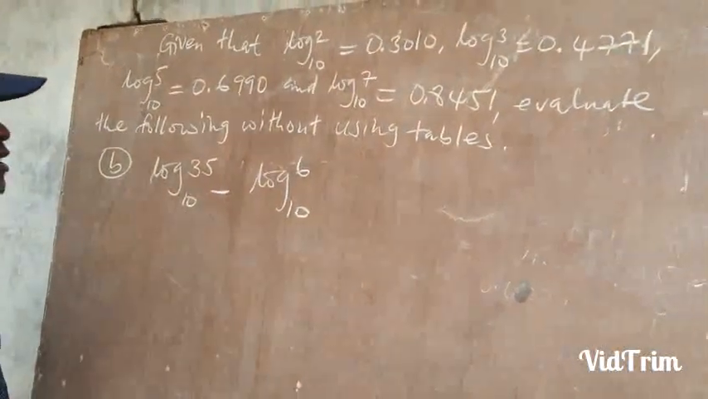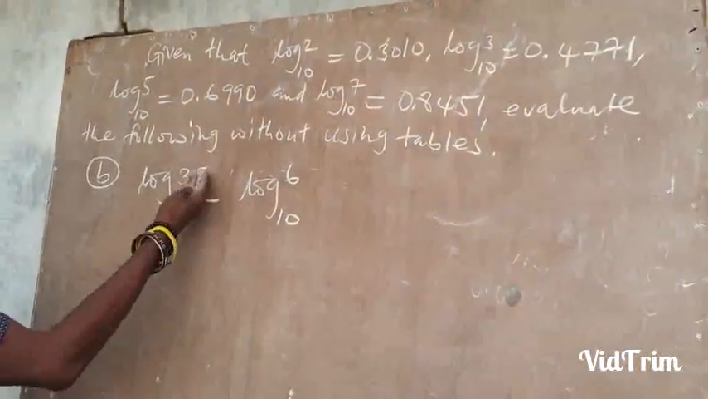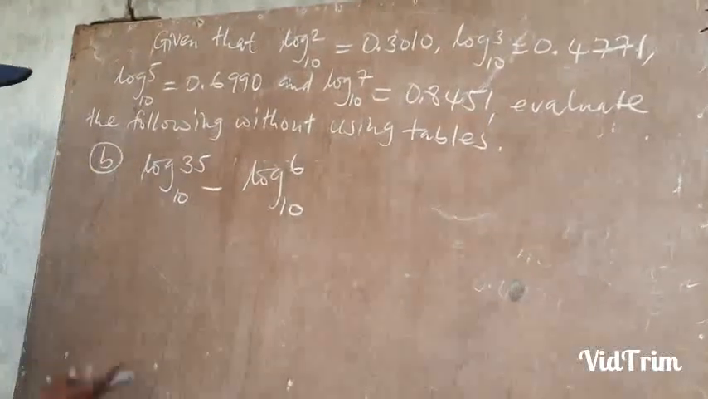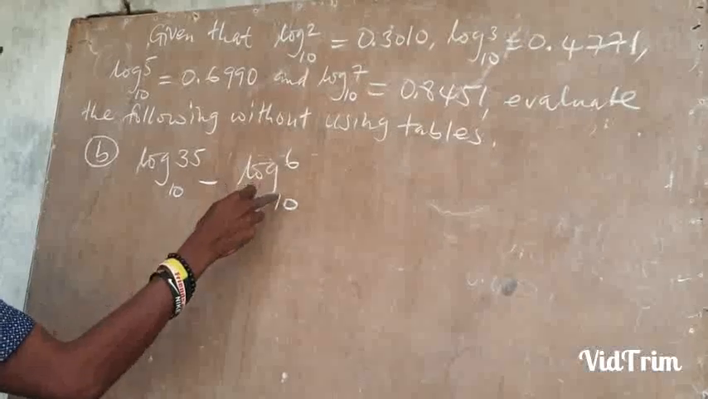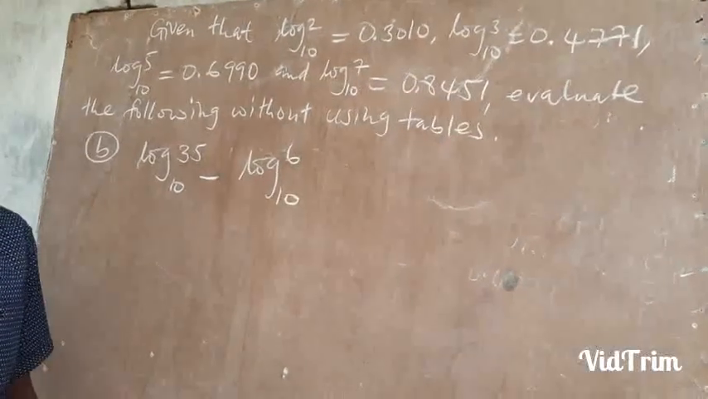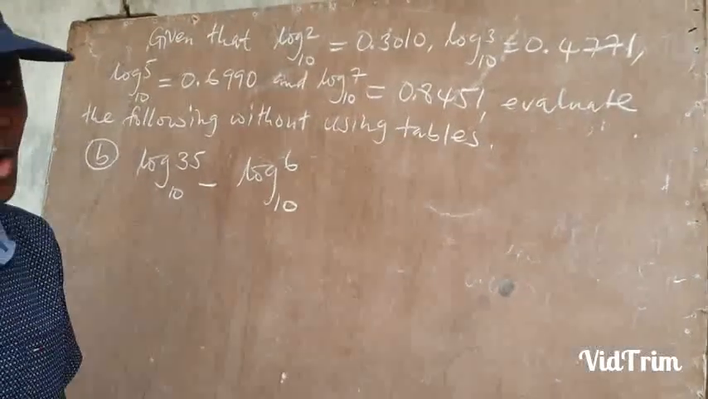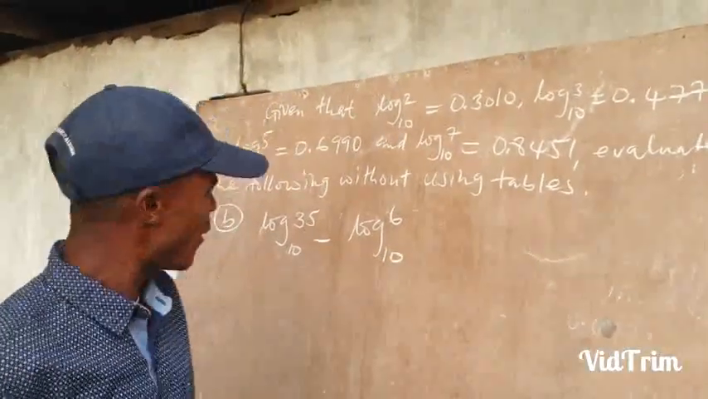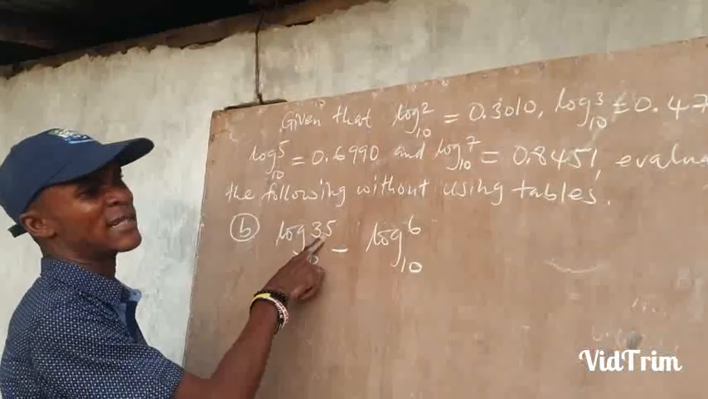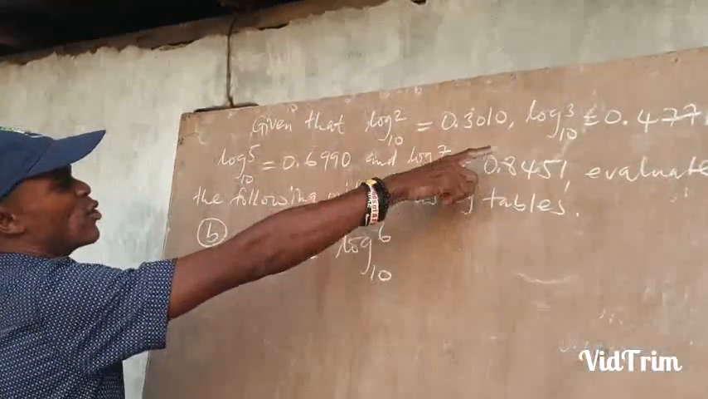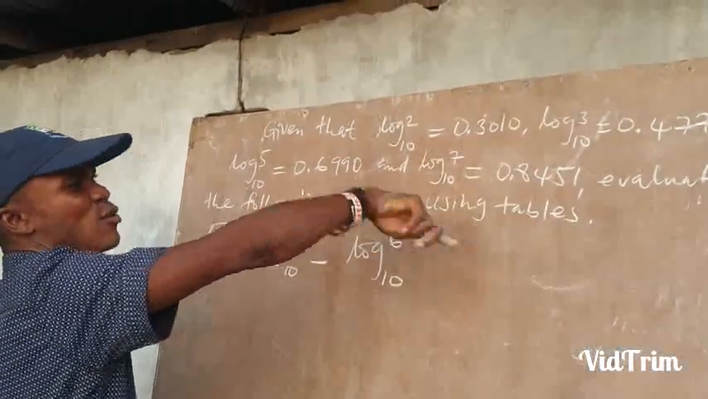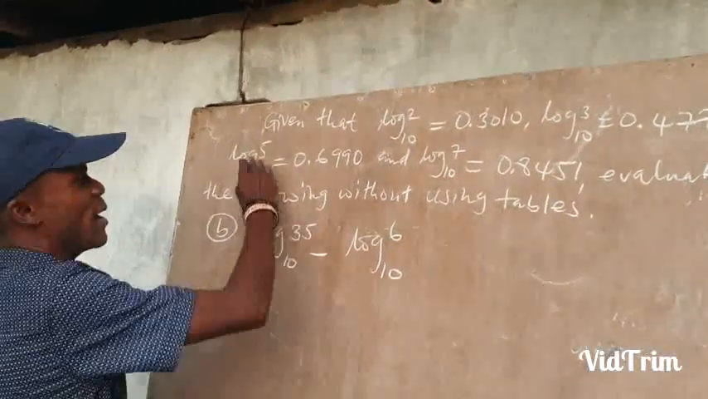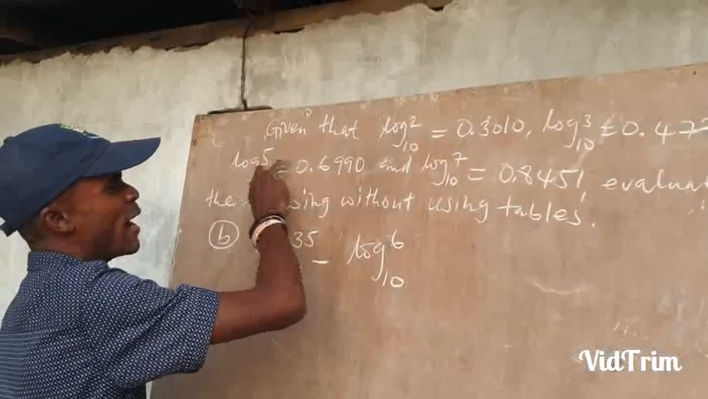The second past question says log 35 base 10 minus log 6 base 10. Now we are going to substitute the values. Substitution is the process of breaking the log to the least term. You break them down. How are you going to break 35? When you want to break 35, you look among these figures. What are the numbers here you multiply to get 35? Simple figures I will multiply to get 35 among these ones will be 5 and 7.